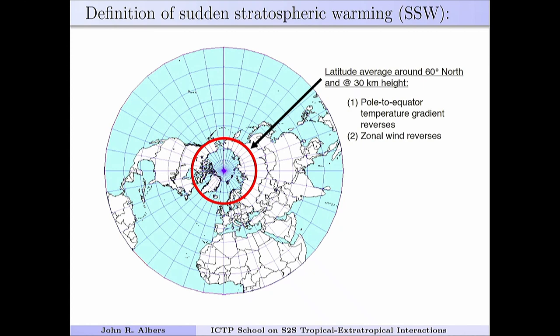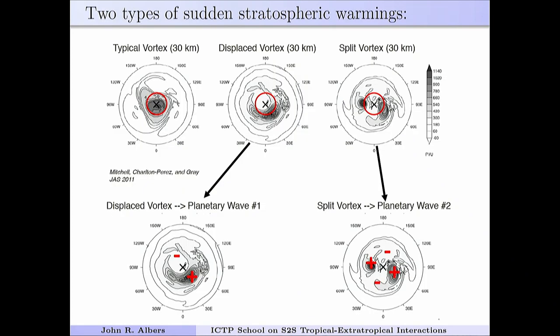That's just so you're getting an idea of how big of an event this is. We're talking about over the course of a week, the whole column inside this circle flipping by, like, say, 40 degrees Kelvin. So we're talking about a huge dynamical disruption to the stratosphere. And they come in two flavors.